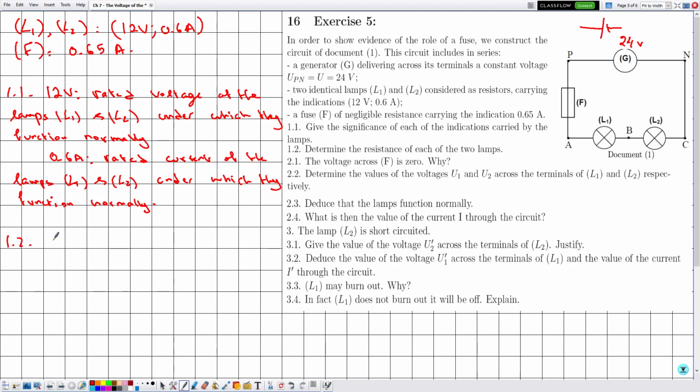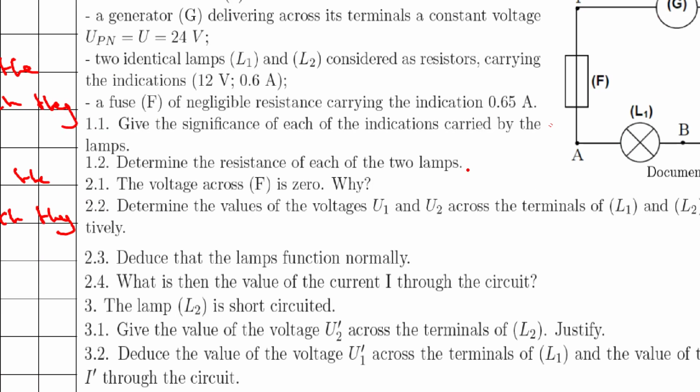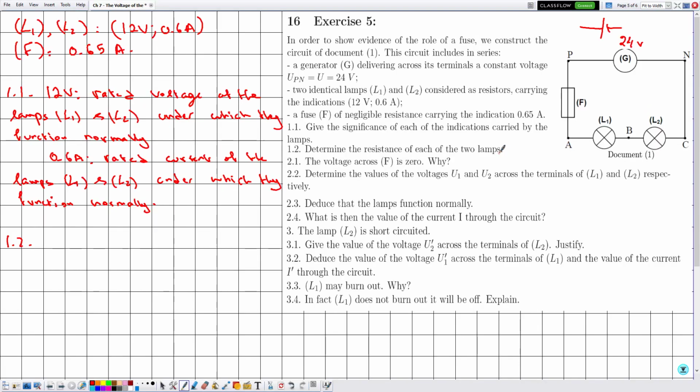Now in 1.2 they are telling me to determine the resistance of each of the two lamps. So we will determine the resistance of one of the lamps, and because they are identical, both lamps will have the same resistance. We know that the resistance of the lamp can be determined using Ohm's law. Although here we don't know if the lamp is functioning normally, we can use the indications simply because we are calculating resistance. So apply Ohm's law to L1.